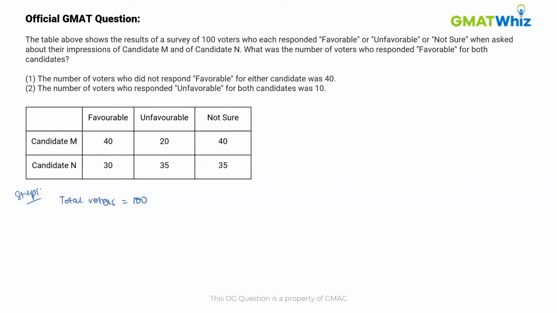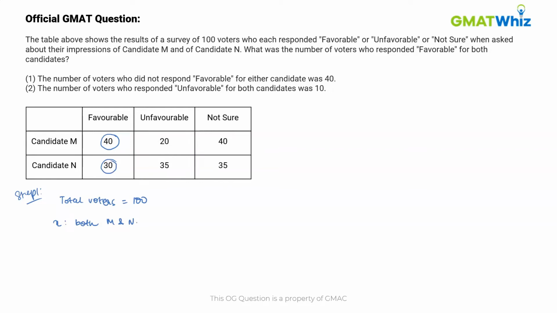Also, since no variable is given for the number of voters who responded favorable for both the candidates, let us assume that to be equal to x. So, x is the variable which denotes the number of voters who responded favorable for both the candidates M and N. Now, using the information given in the table, we can see that there are 40 voters who responded favorable to candidate M and 30 voters who voted favorable for candidate N.